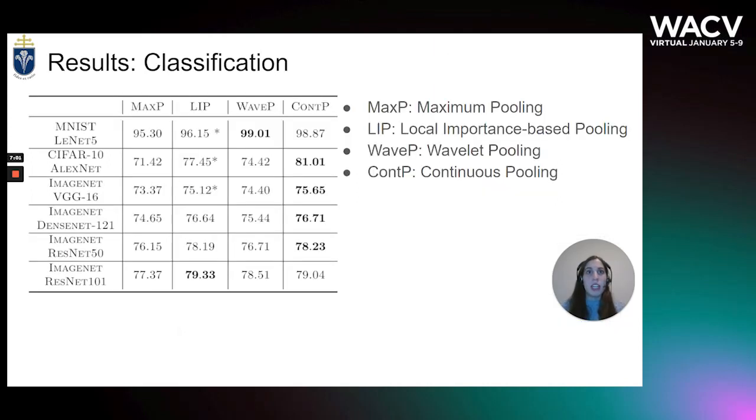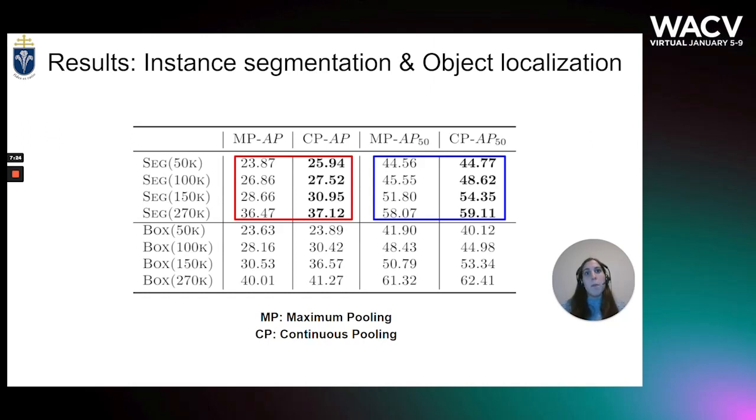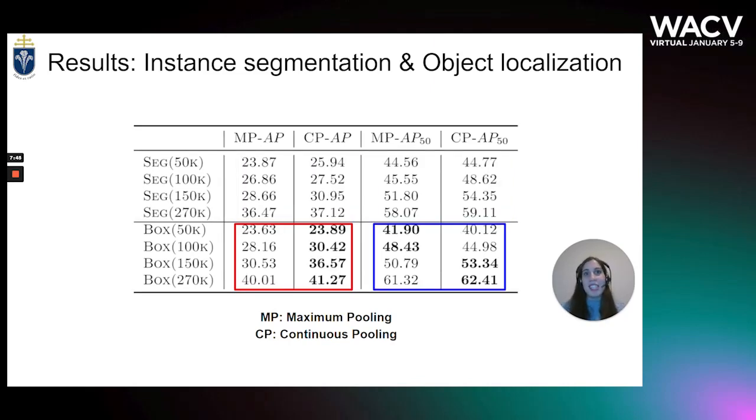We have also checked how it affects the performance on various datasets and architectures and compared it to maximum, local importance-based, and wavelet pooling. Continuous pooling resulted in not significant but consistent improvements in most cases. We have also compared the pooling operations on the MS-COCO dataset with Mask R-CNN network using a ResNeXt-101 backbone, and here the result can be seen for segmentation. Also for detection, as can be seen, continuous pooling provided increased overall accuracy for both problems.